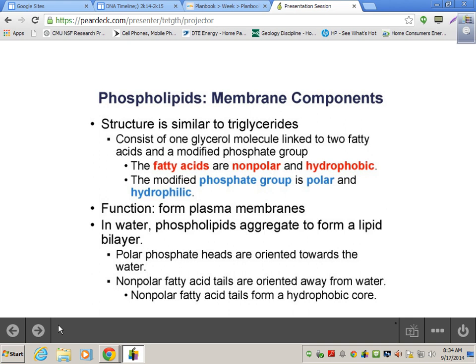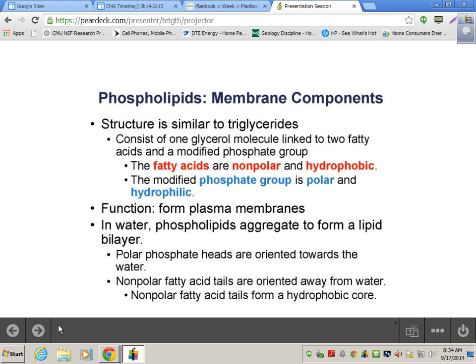Okay, so phospholipids. Looking at another type of lipid. I don't want to say fat, because if I'm saying fat, I'm talking about a triglyceride, right? Looking at the structure of the cell membrane, we know it's similar to a triglyceride. We can actually call it kind of a diglyceride in a way, but we don't. It consists of one glycerol molecule linked to 2 fatty acids. I wish they would have called it a diglyceride. That would have made much more sense in my mind, but they didn't. And a modified phosphate group.